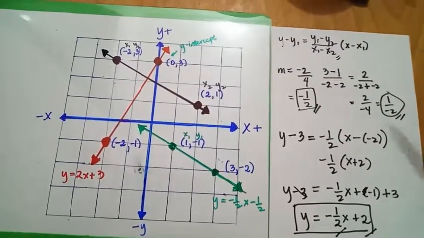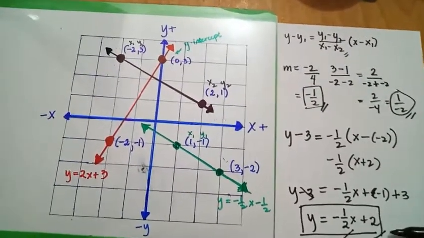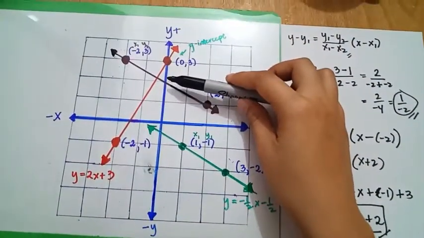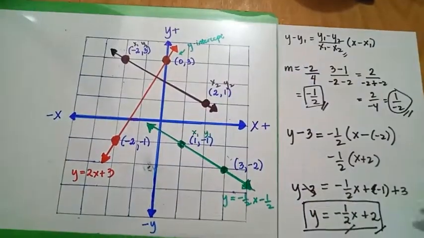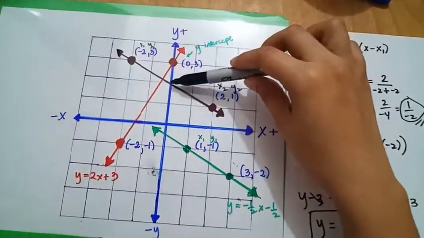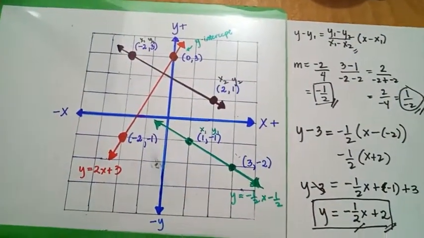Okay? Let us check if it passes through 0, 2. Yes, the black line passes through 0, 2. Okay? So, our answer is correct because it also satisfies the form y equals mx plus b.